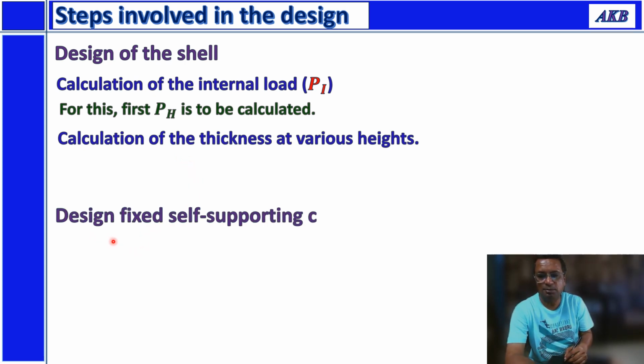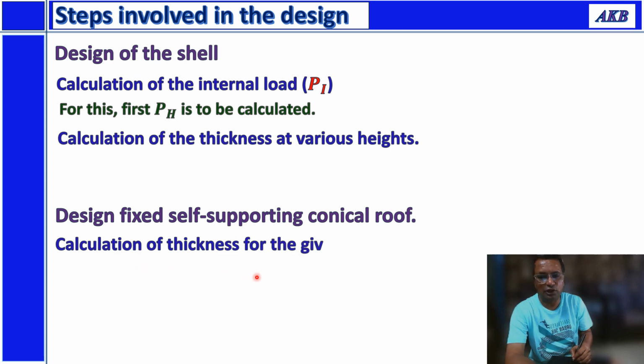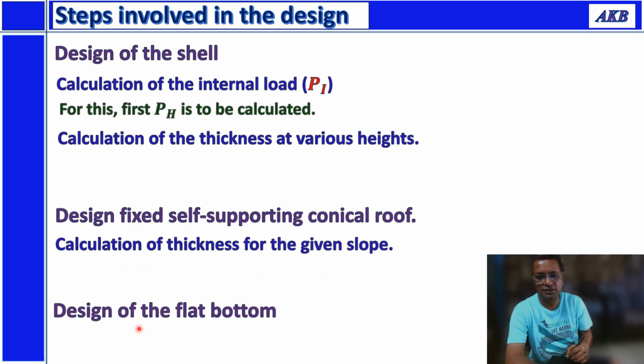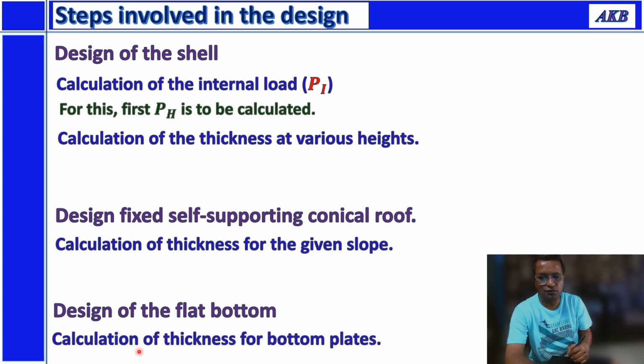Then the second step is design of the fixed self-supporting conical roof. Over there we are going to calculate thickness for the given slope. And the last step in the design is design of the flat bottom, where again we are going to calculate thickness for the plates that will be used for constructing the bottom.